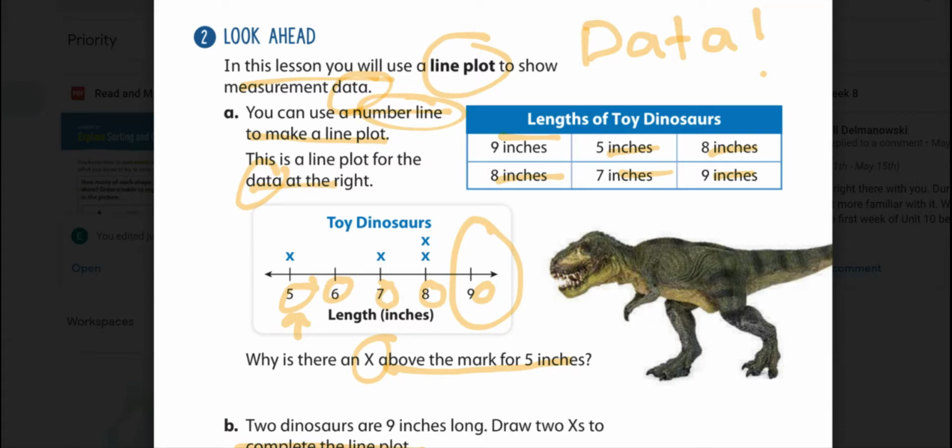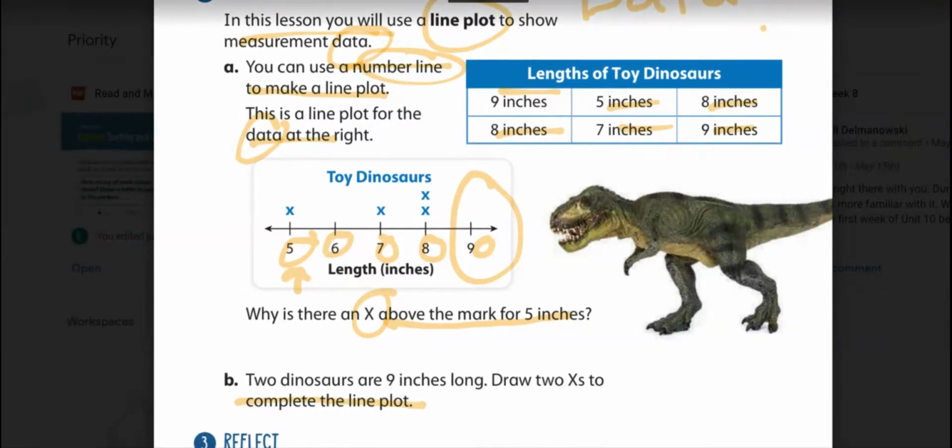Let's see, I see 9 inches, 8 inches, 5 inches, 7 inches, 8 inches, 9 inches. So I know that they're using inches. That's important, their unit of measurement, but it's all jumbled up. So we need to sort and organize our data, or all of this information that we have.